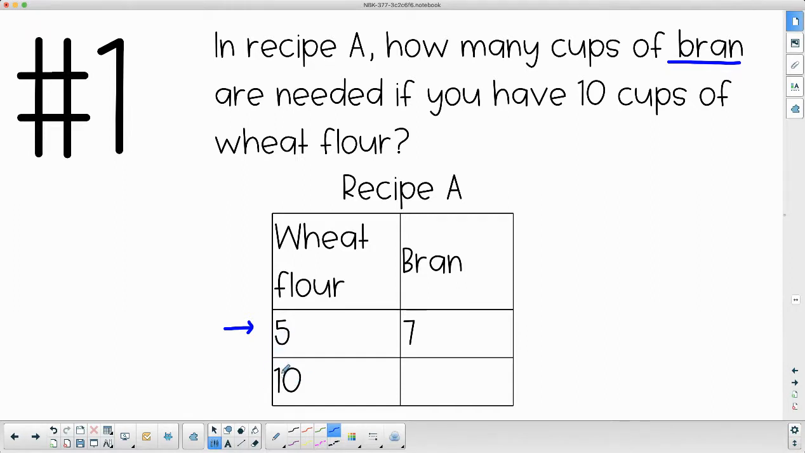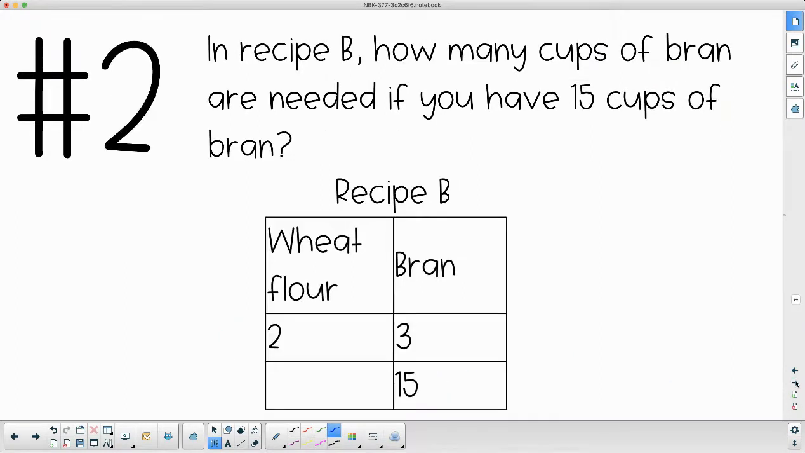Then it's asking us to go to 10 wheat flour, how many bran? So we can ask ourselves, how do we get from 5 to 10? Well, we times by 2. So we want to do the same thing over here and do 7 times 2 will tell us how much bran if we use 10 cups of wheat flour.